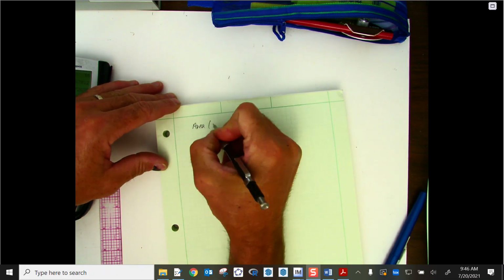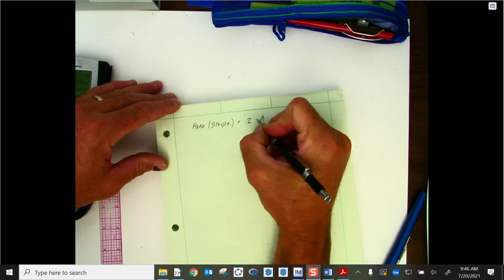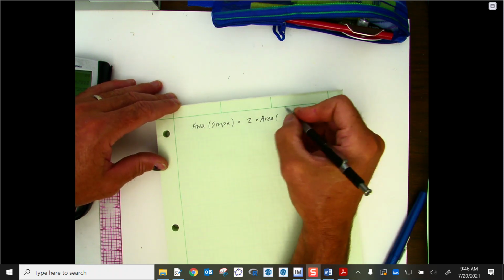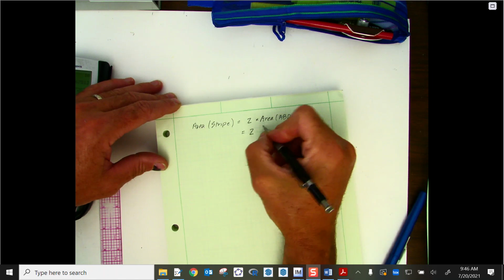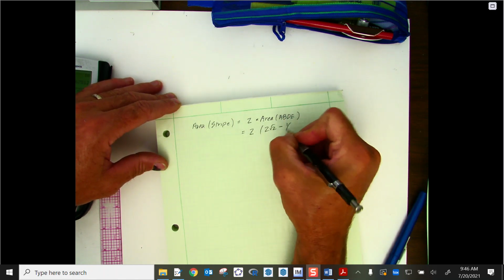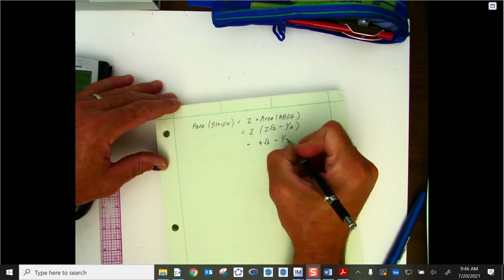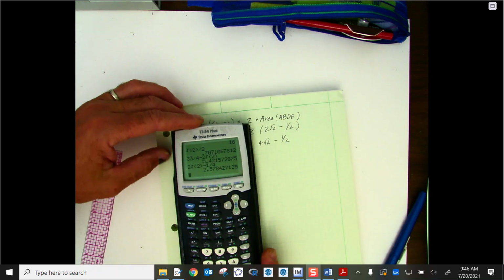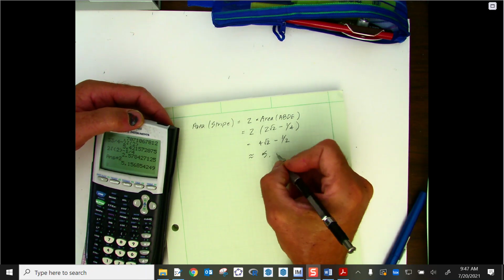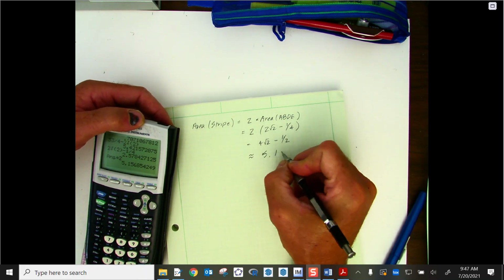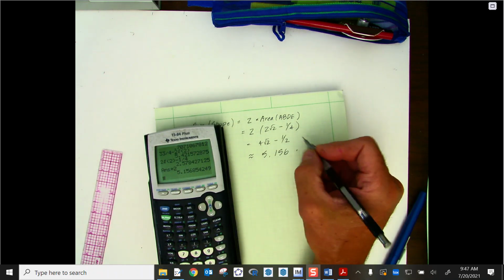The area of the stripe is equal to 2 times the area of ABDE, which is 2 times 2 root 2 minus a quarter, which ends up as 4 root 2 minus a half, which as a decimal will just be double this number, which is 5.156, and I can't remember the units, but I think it's just in regular units.